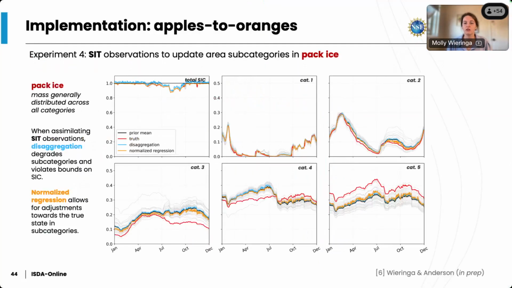Okay, great. We're also going to note that normalized regression here avoids these problems and allows for positive adjustments to the subcategories, as well as avoiding any violation of total sea ice concentration bounds in the upper left, even when we assimilate an observation type that is not directly related to our subcategories.